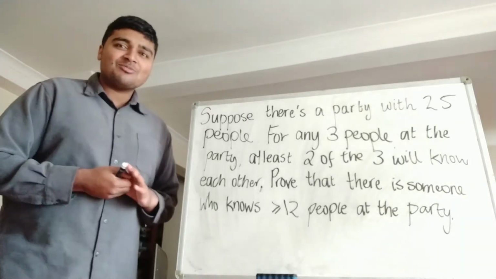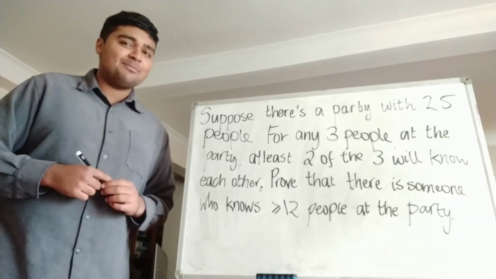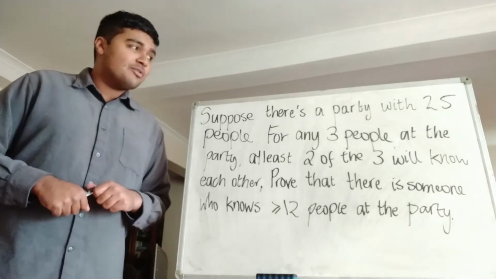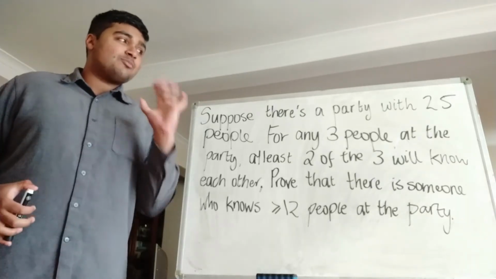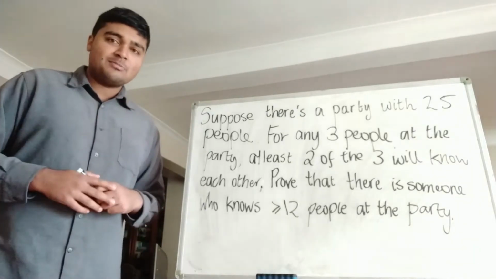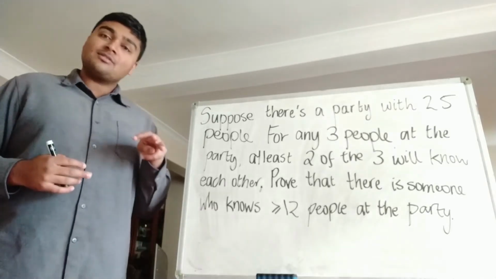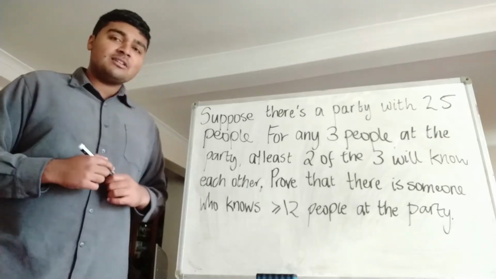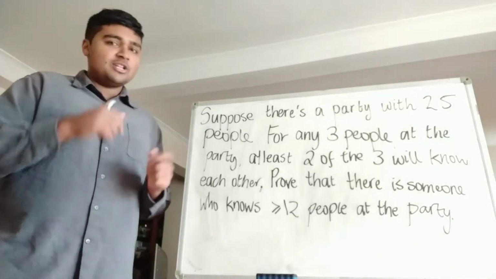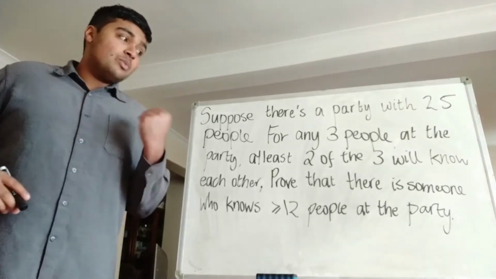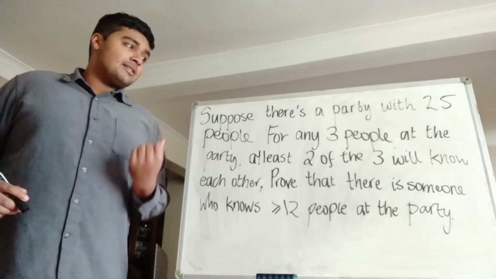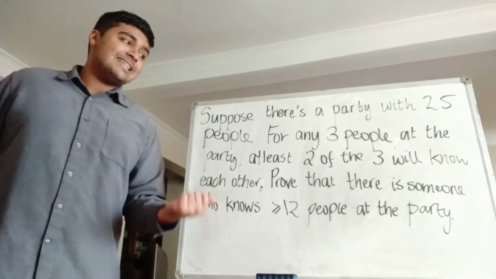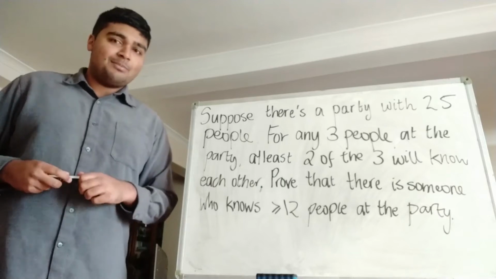Today I've got an interesting problem to do with people meeting each other at a party. Suppose we have a party of 25 people, and it has the property that if you take any 3 of those people at the party, then out of those 3, there's at least 2 people who know one another. So it could be that they all know each other, or there's just 2 people who know each other out of those 3. Anyway, we want to prove that there is at least one person at the party who knows at least 12 other people at the party.